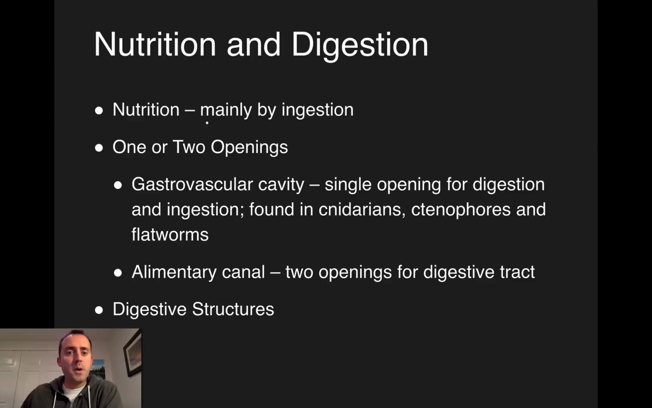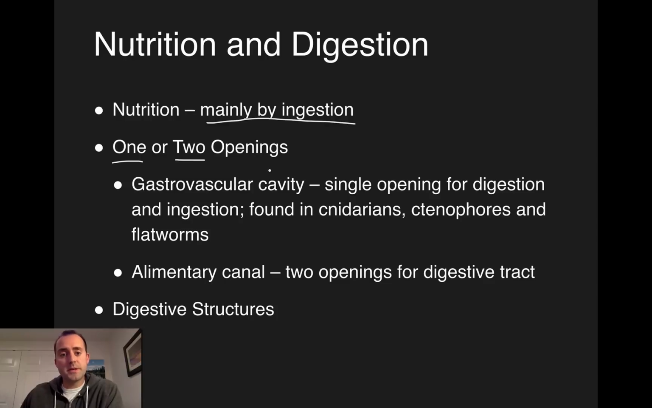Now, basically, most animals get their nutrition by ingestion. We bring food into our body. We're heterotrophic. We have to eat other organisms for food. We bring it inside and digest it. What the major difference between a lot of animals is if they're one or two openings.